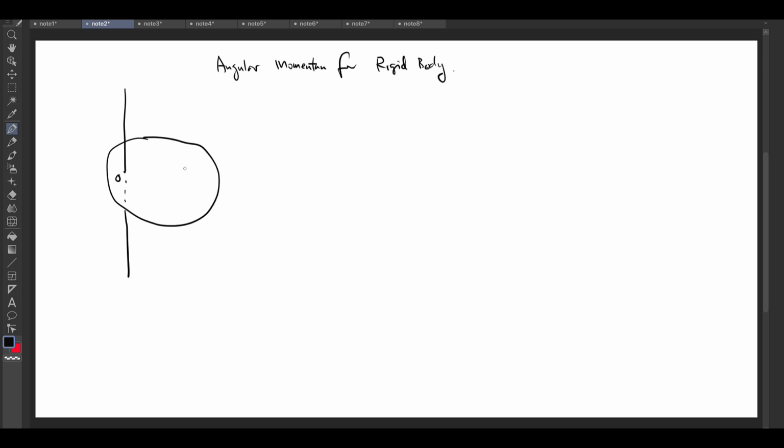And then let's say we have some rotation here, omega, right, rotate this way. And then if I look at one point on this rigid body, then this point has mass dm. Okay, and suppose that, let's say, its position vector here is r for this point mass dm.